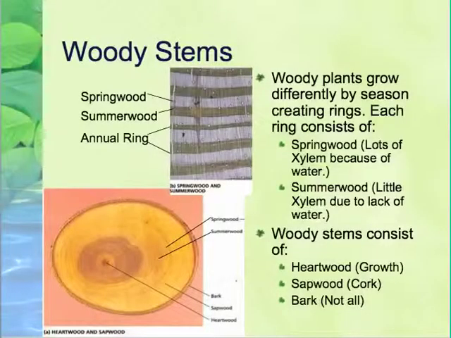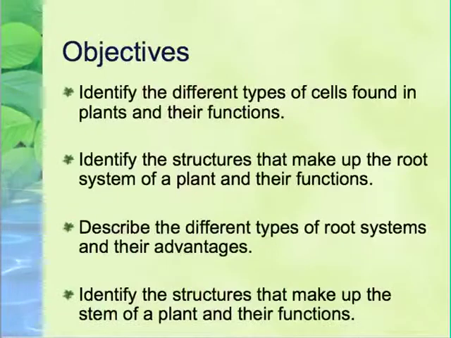So let's go back to our objectives and see what we've learned. The different types of cells found in a plant include parenchyma cells, which are loosely packed. They contain chloroplasts. They're part of the fleshy parts of the plant, usually the leaf-like structures.